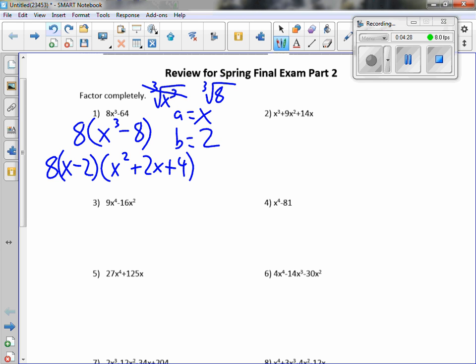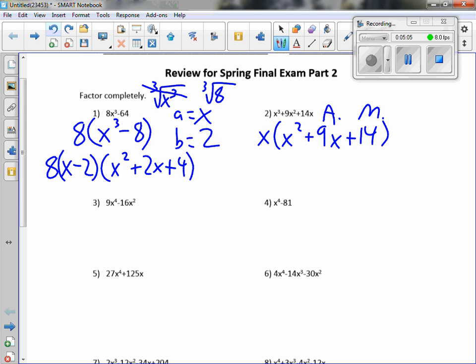Problem number 2, just as always, everything we do in this class, look for the greatest common factor first. Notice there's an x in all 3 of these. So I could factor out an x. So I'll factor that x out, and that leaves you with x squared plus 9x plus 14. Can this factor further? Of course it can. That piece right there, what type of factoring is that? That would be trinomial. Trinomial is where we want to add to the middle number and multiply to the last number.